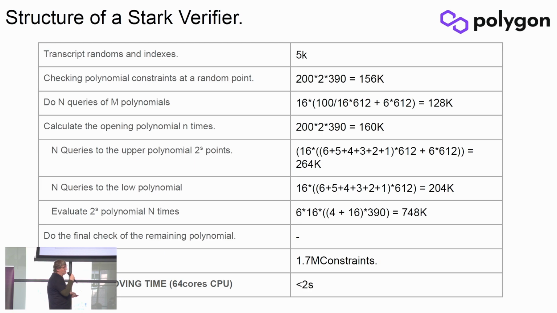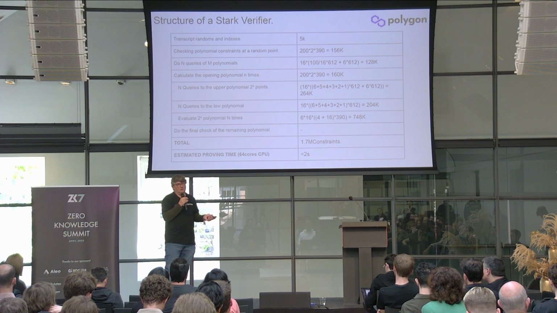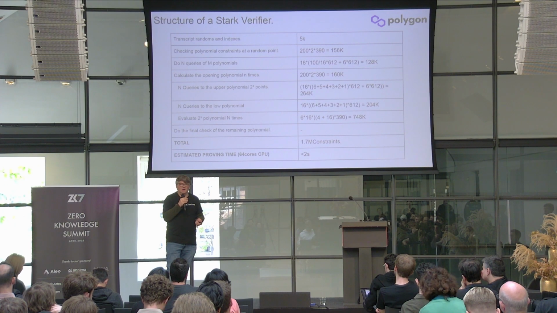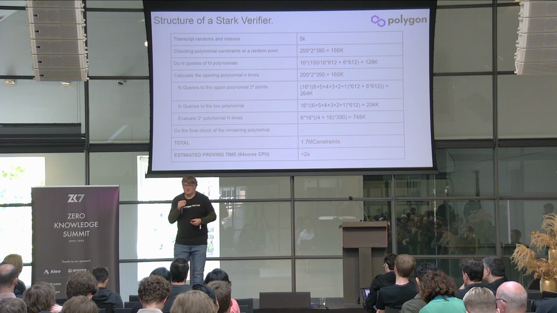If we do exactly the same numbers and we do the computations, then what we have is a circuit that's below 2 million constraints, and this proof can be generated in less than 2 seconds on a 64-core machine. Said in other words, this last part, verifying a STARK in a SNARK, compared to the total cost of generating the proof, I'm not going to say it's insignificant, but at least it's really, really low, and it's not the bottleneck in the prover.